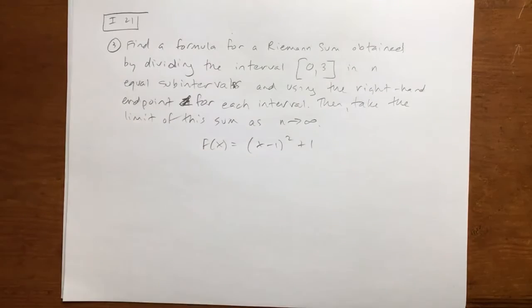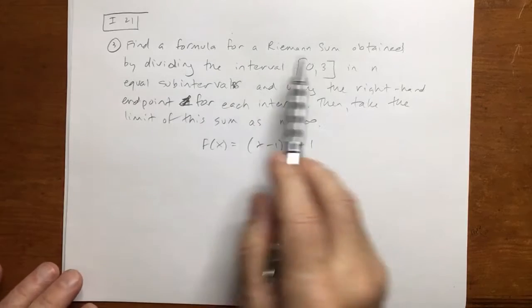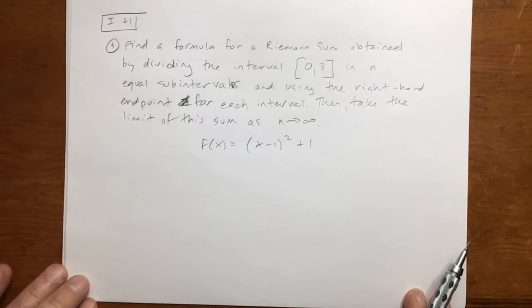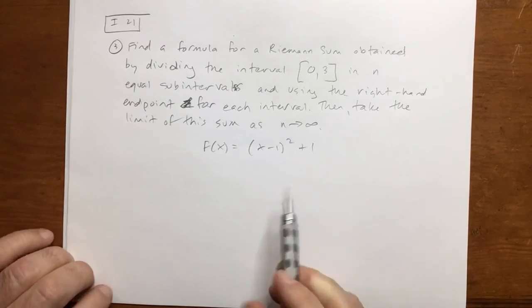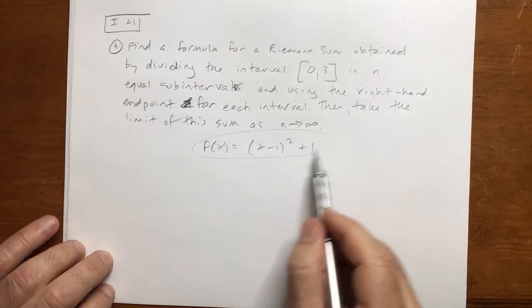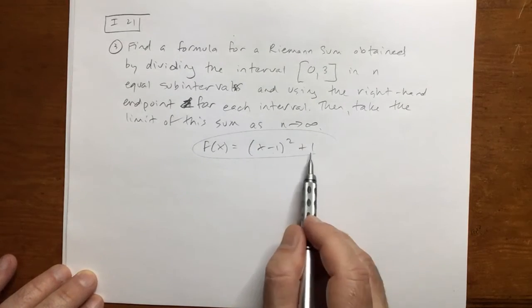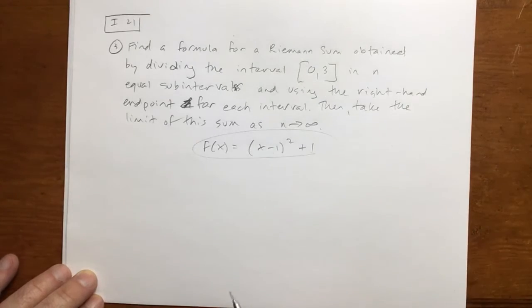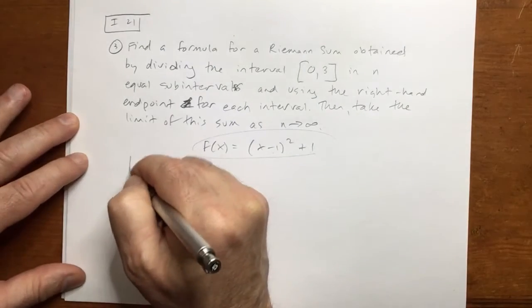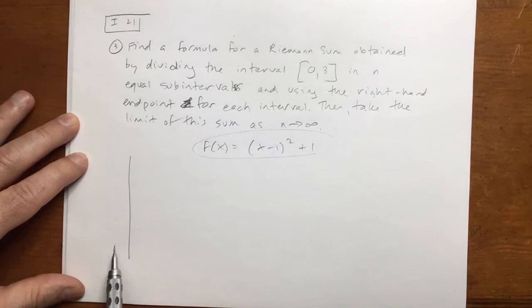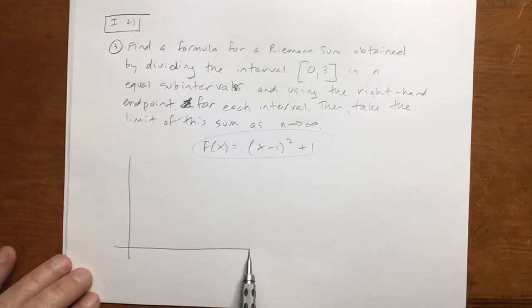Alright, this is video I21, and last time I asked you to go ahead and try to do this problem. Terrible problem. I've given you a quadratic in vertex form. The vertex would be 1, 1. You can graph this however you want, and we have to graph it over an interval from 0 to 3.